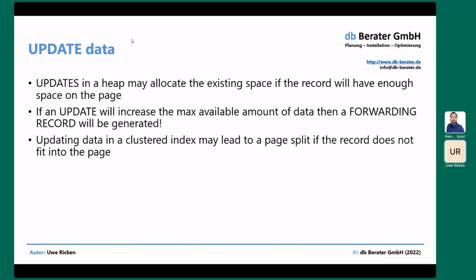But if an update will increase the max available amount of data on the data page, then you can run into problems. And these problems are expensive. It's called a forwarding record. A forward record will be generated when SQL Server must move a record from one page in a heap to a different one. Updates in a clustered index will have the same problem, but there it is called page splits, and they are quite expensive the same way, because a page split means that not only this one single row, the row that we update, goes to a new page, but half of the data on the page.